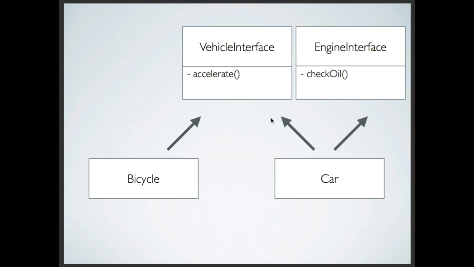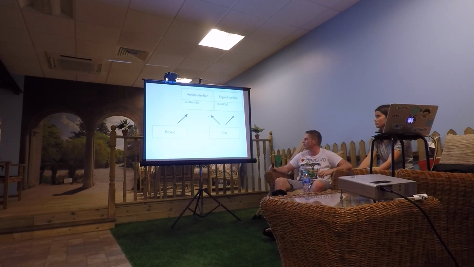So you'd be better off doing this, writing two interfaces. So you've got nice thin interfaces, and having car implement both these interfaces. Or you could have engine interface extend vehicle interface, and then the car would implement that interface. Does everyone know what interfaces are? Sorry, yeah, cool.